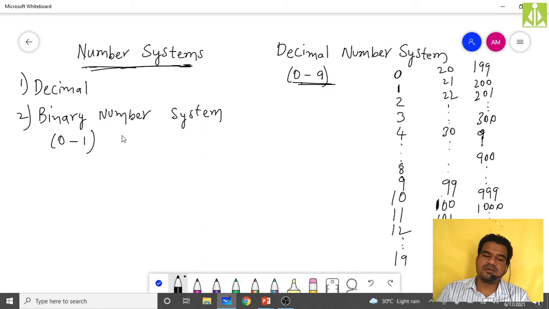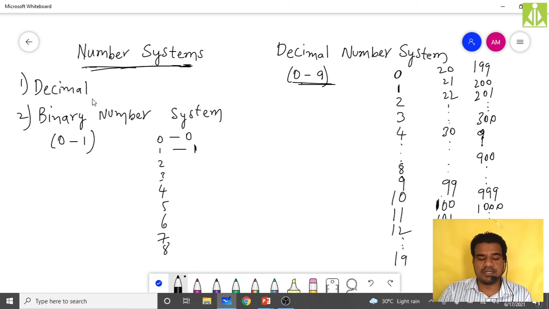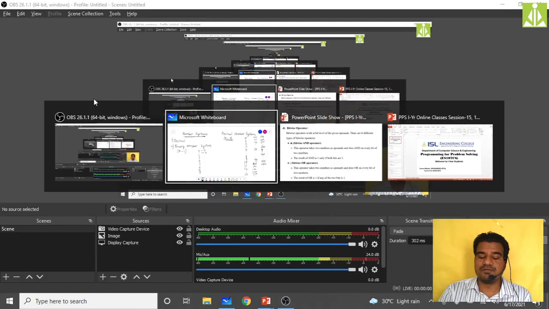So in our decimal number system, we have like this: 0, 1, 2, 3, 4, 5, 6, 7, 8. Up to 8 I will take. Now this 0 we represent with 0 only. This 1 we represent with 1 only. So always see, whatever number system we are learning, we will take our decimal number system as reference. Depending on this decimal number system only, we will learn other number systems. So don't get confused over here.